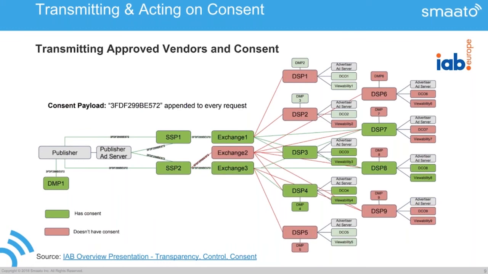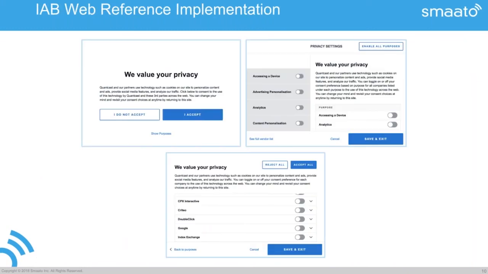So given a certain consent that is given, let's say SSP number 1, or a consent that is not given, the exchange number 2, you act accordingly. These pictures here are taken from the web reference implementation that is provided by OneCast. OneCast actually will monetize on this and provide you additional services around it.